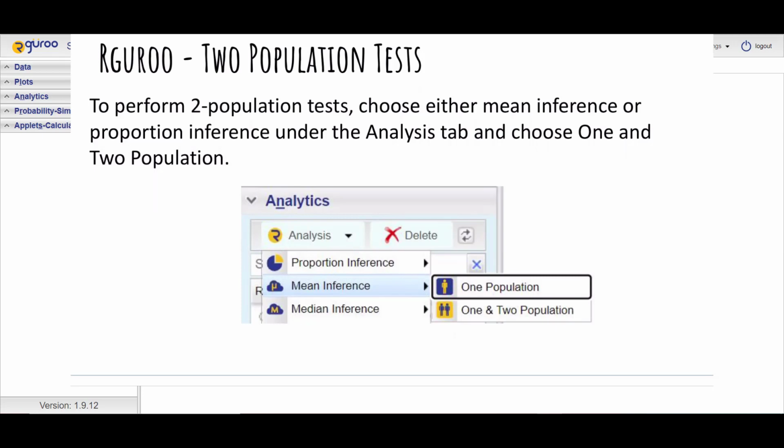So when you go to analytics and click on the analysis tab in Rguroo, the very first 2 things say proportion inference and mean inference. This is something you should know. When you click on each, a side menu pops out, and for these tests, rather than click 1 population, you're going to click 1 and 2 population.